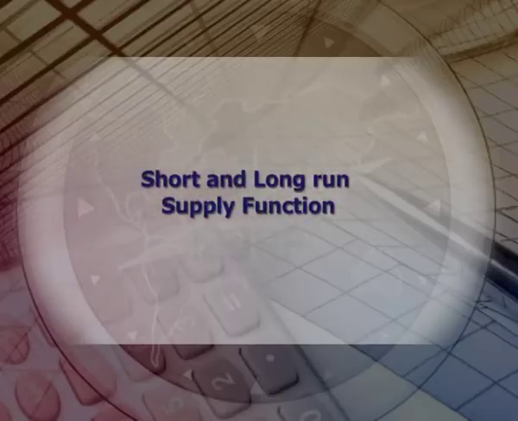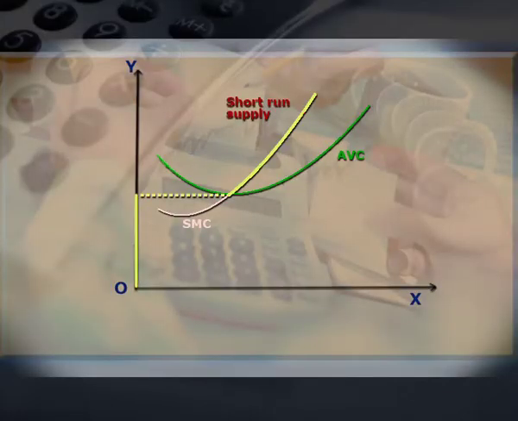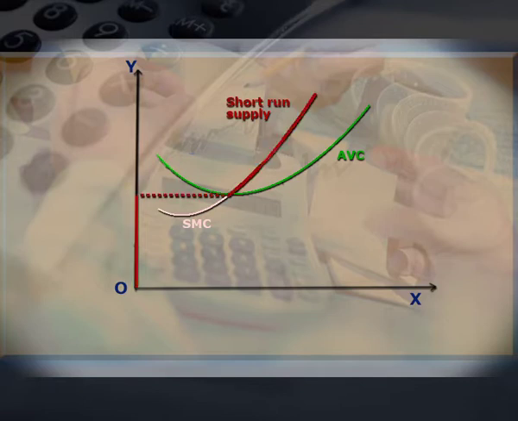Now let us discuss what the supply function is. Looking at the marginal cost curve, we can see that initially marginal cost is declining due to diminishing returns to scale and reaches its minimum. Thereafter it increases due to increasing returns to scale. The segment of the marginal cost curve above the average cost curve, or we can say after reaching its minimum, is called the supply curve of the firm.